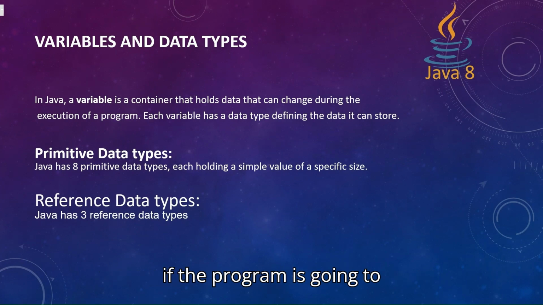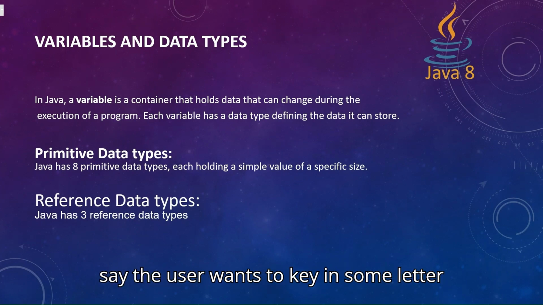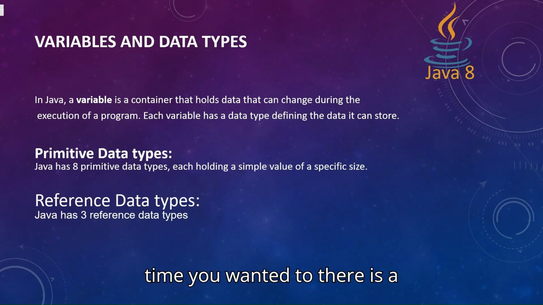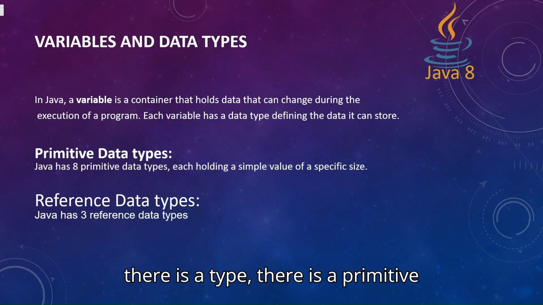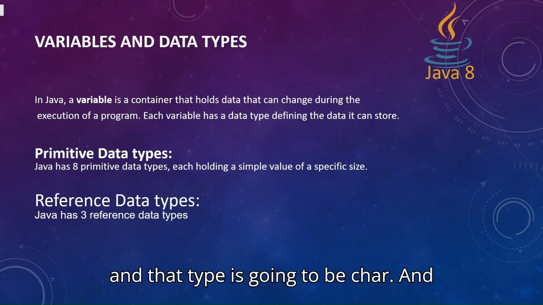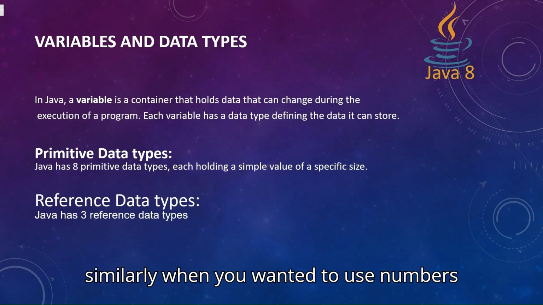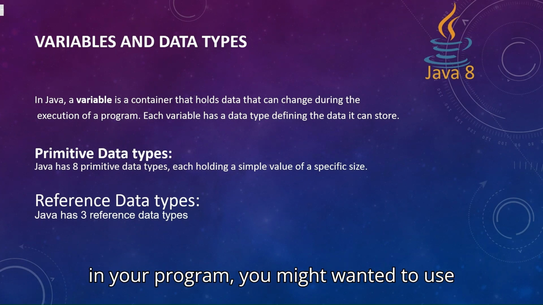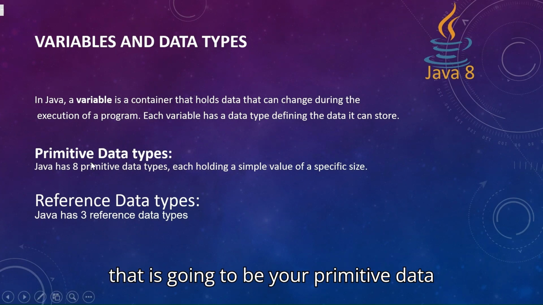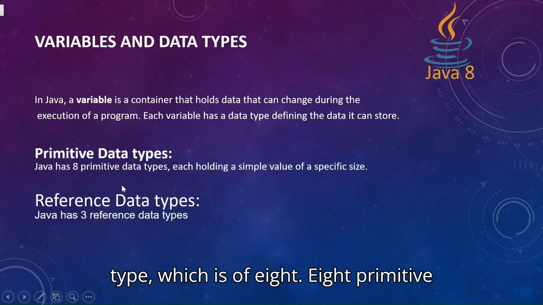For example, if the program is going to have a letter, let's say the user wants to key in some letter, and the output should be the letter that you keyed in. During that time, there is a primitive type which will help you, and that type is going to be char. Similarly, when you want to use numbers in your program, you might want to use int. Let's see what I'm talking about. So that is going to be your primitive data type, of which there are eight primitive data types.